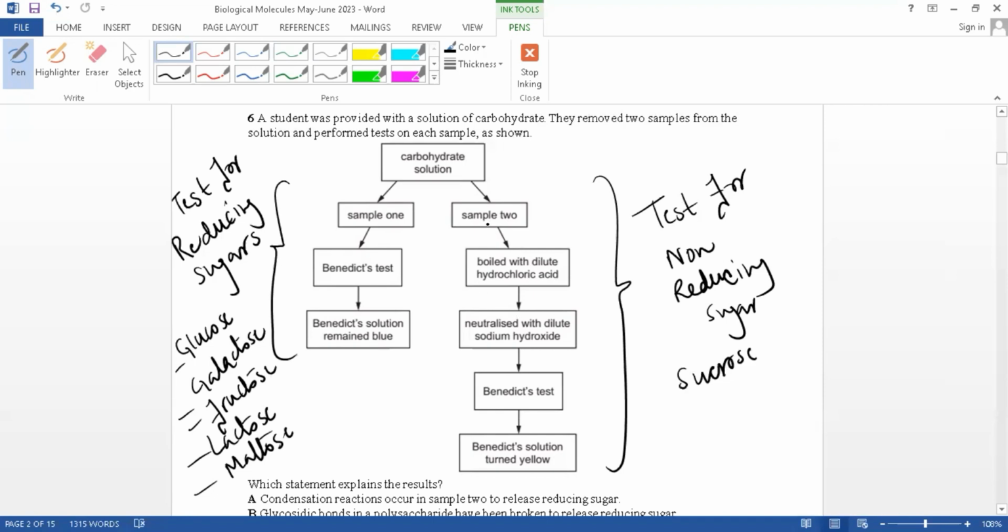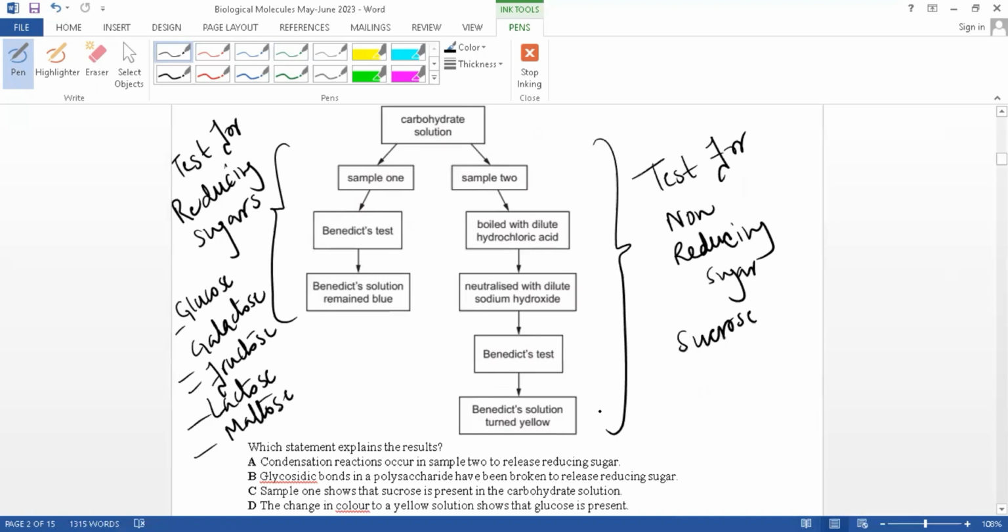So you can see in this second sample, we have boiled it with hydrochloric acid and then we have neutralized it using sodium hydroxide and then added Benedict's. When we add Benedict's, the solution was blue. It means that, not only is it a non-reducing sugar test, it is giving you a positive result because it does not remain blue, it has turned yellow. So it is giving you a positive result, turning yellow. It means non-reducing sugar, sucrose, is present.